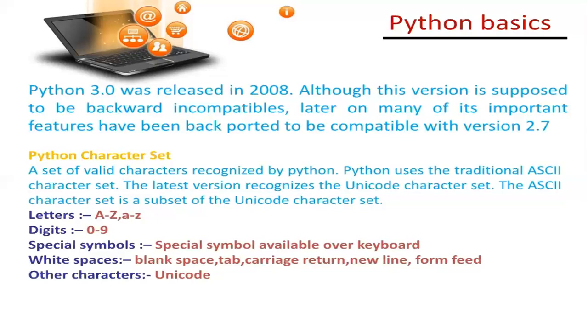In letters, it supports capital A to Z as well as small a to z. In digits, it covers 0 to 9. Special symbols, whichever are available on your keyboard, white spaces, blank spaces, tab, new line, and all the character sets of Unicode. These are all supported by Python. So this is the character set of Python.